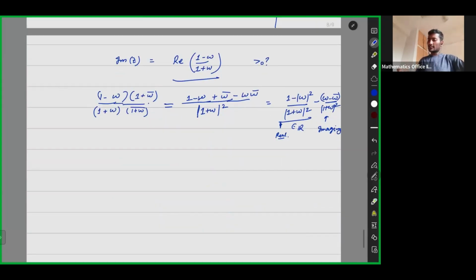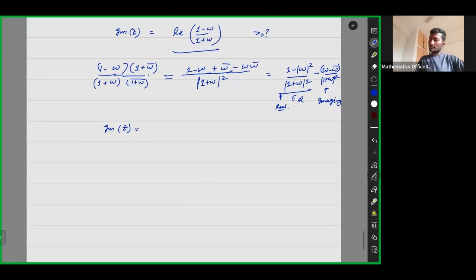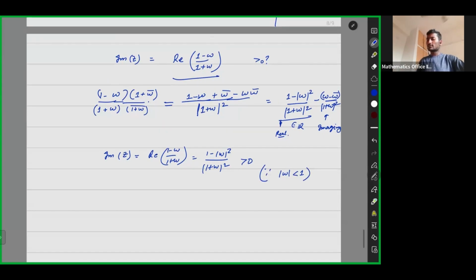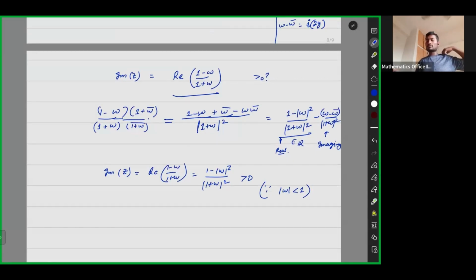So one thing is clear: the imaginary part of z, which is the real part of 1 minus w by 1 plus w, is also equal to 1 minus mod w square divided by modulus of 1 plus w square. This is positive. Why? Since mod w is less than 1, mod w square is also less than 1. So 1 minus mod w square is positive.